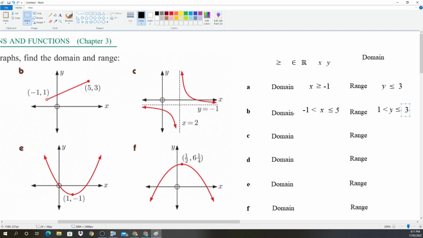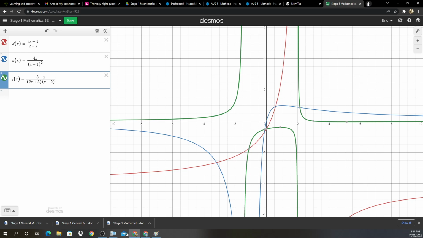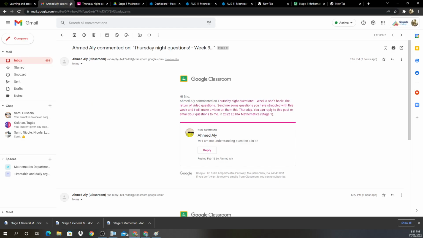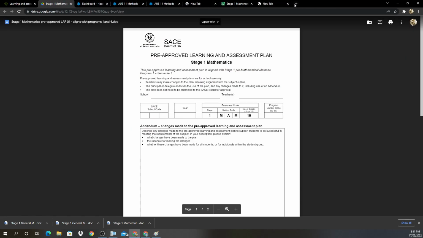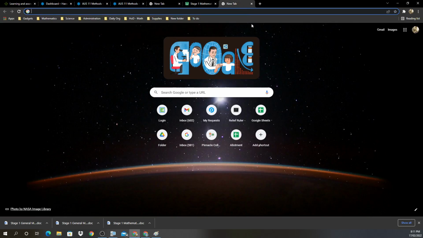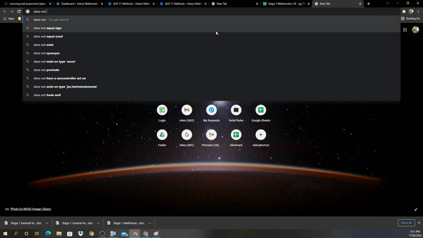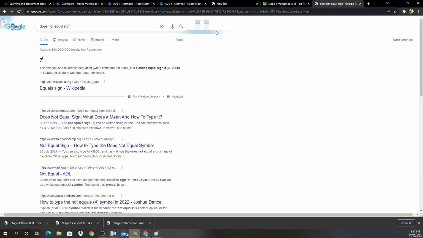Second one. Actually, one symbol I forgot to get. Let's go search for it, shall we? Okay, now I could just do a strike through. All right. There we go. So let's have a look at does not equal. All right. There we are. We want that one. That one's going to be very useful.